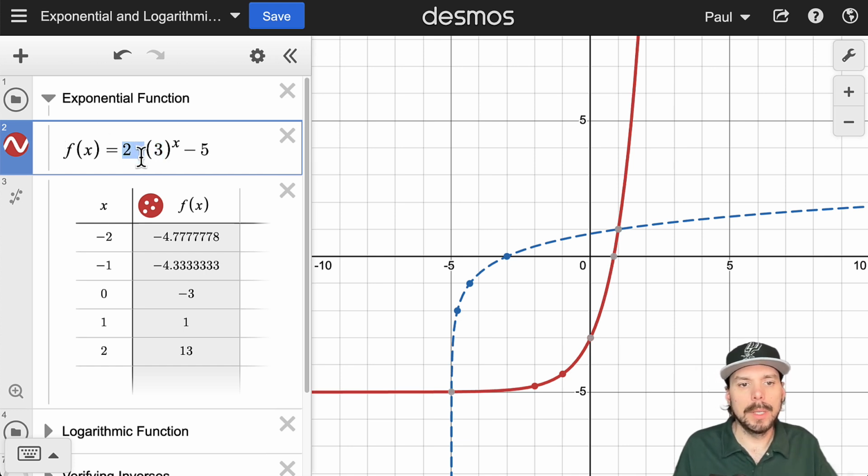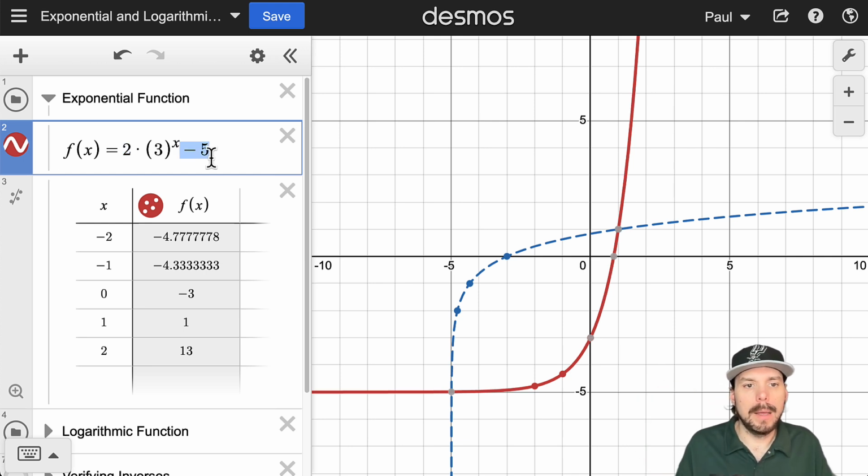Then the 2 is really stretching that. We're doubling the y values. So instead of going from 0, 1 to 1, 3, we would start at 0, 2, and then we would go to 1, 6, and we would double 9 to get 18, and so on and so forth. So it's steepening that curve. And then the minus 5 is just a vertical shift.